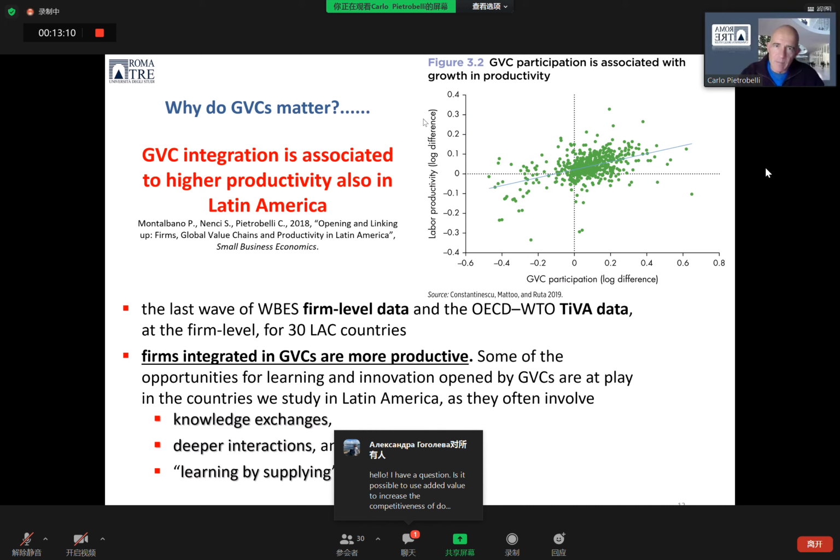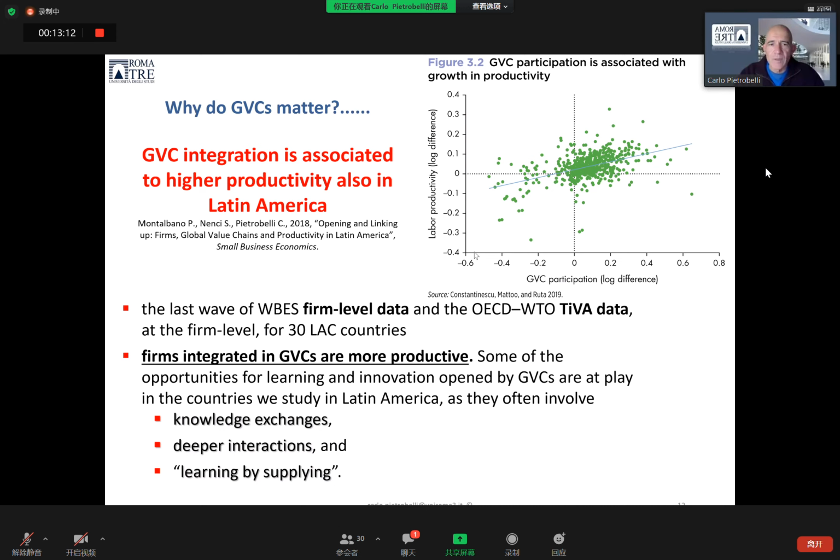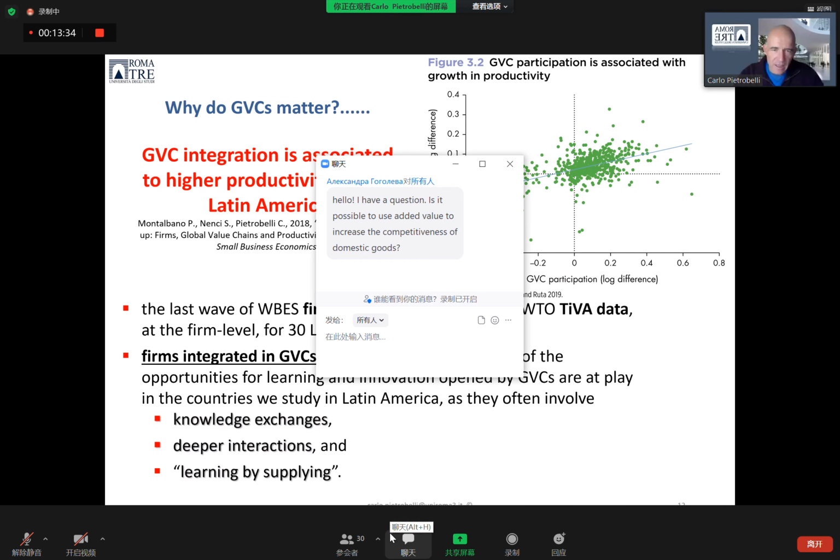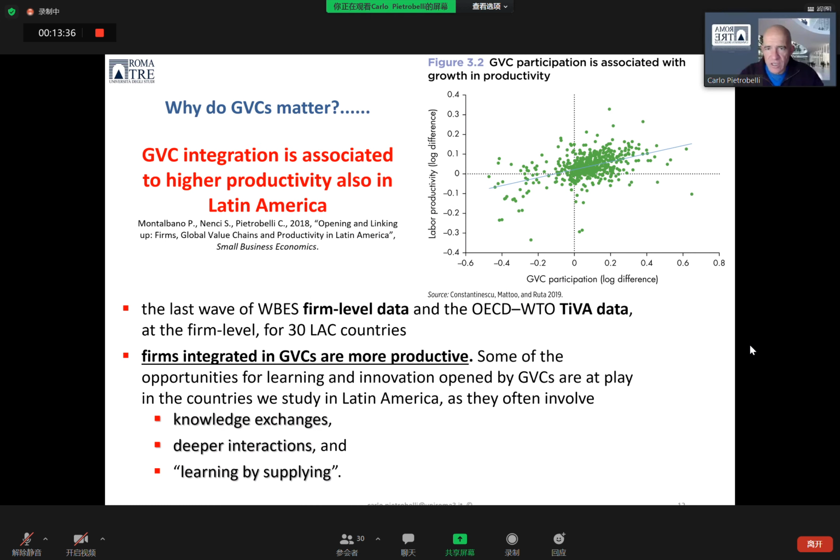And we obtained the same result in a different paper produced with Pierluigi Montalbano and Silvia Nenci, two colleagues of mine in Rome, where in 2018 we managed to show, with enterprise level data from the World Bank data set and OECD trade in value added data, the same result for Latin American firms.